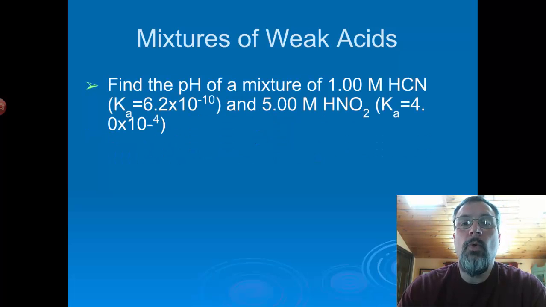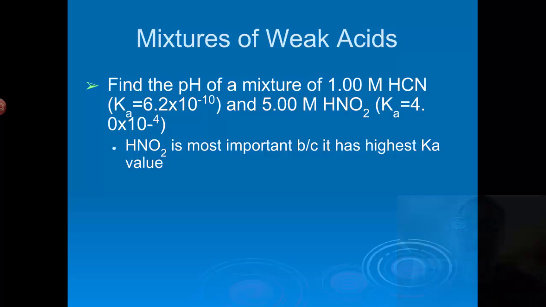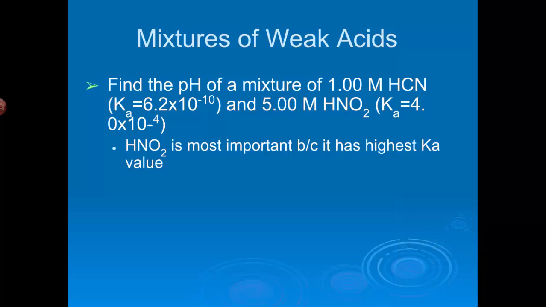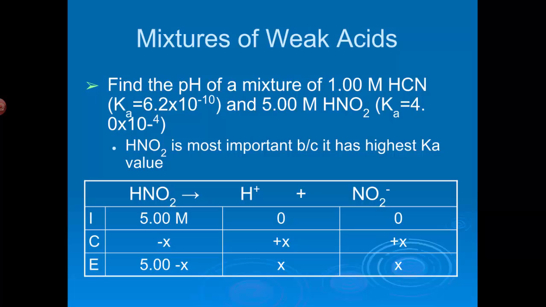So we have a mixture of 1.00 molar HCN. Ka value is 6.2 times 10 to the minus 10th. That's a very small Ka value, very weak acid. And 5 molar HNO2, which has a Ka value of 4.0 times 10 to the minus 4th. That's a much stronger acid than HCN. So HNO2 is the more important one that provides more H+. It has the highest Ka value. It's still a weak acid, but it has the highest Ka value.